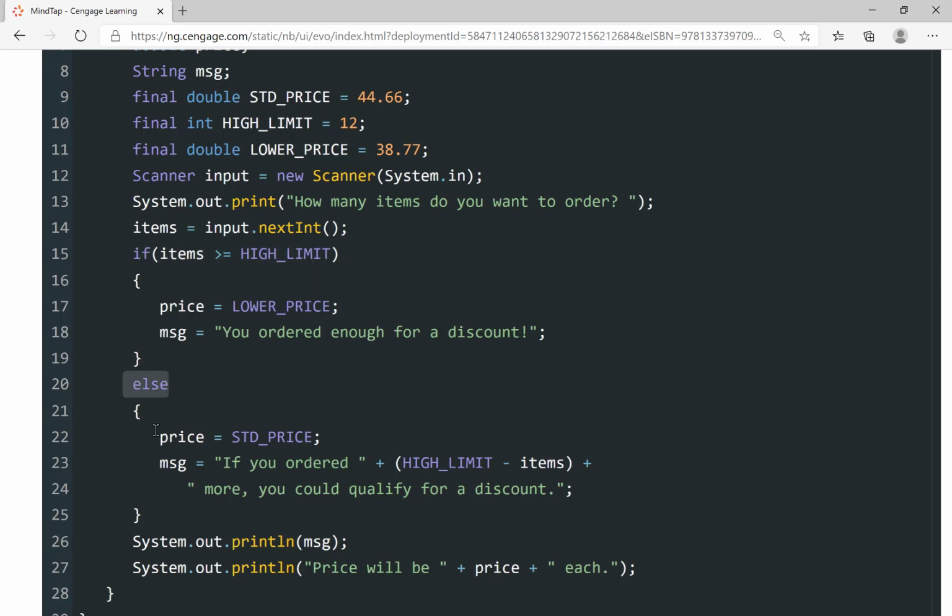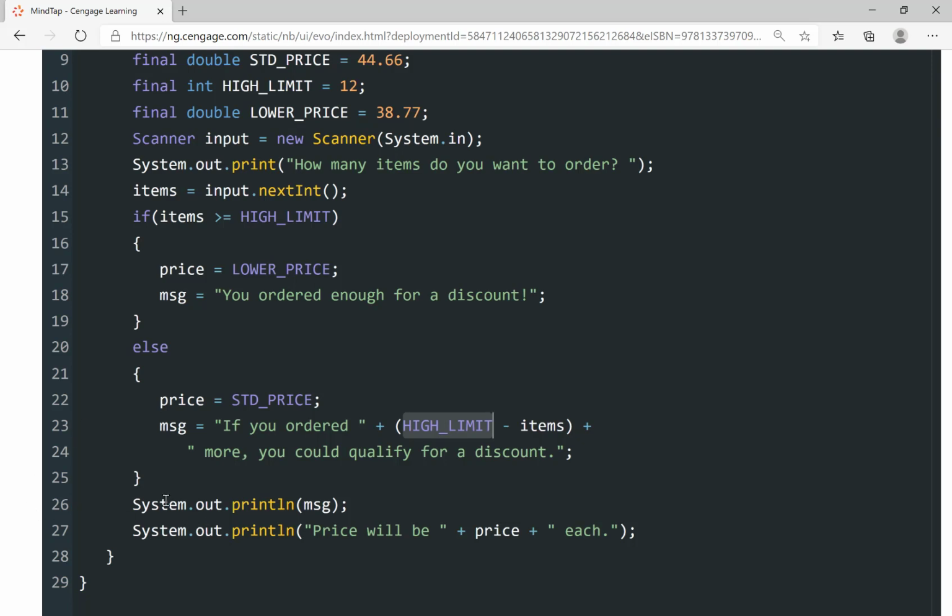So now we come down to the else. It says now we're going to assign the standard price to the price, which is $44.66. And we have a cute little item. If you ordered, ooh, what is this doing? Look at this. What this is doing is saying, okay, the high limit was 12, if you remember. If you subtract the one item, 12 minus 1, it would say if you ordered 11 more, you could qualify for a discount. So nice little message there.